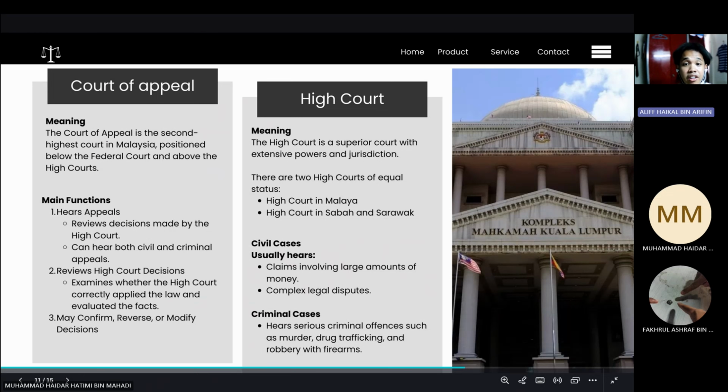Stepping down, we find the Court of Appeal, the second highest court. Serving as a massive legal filter, its primary job is to review civil and criminal decisions made by the High Court to ensure the law was applied correctly. Right below is the High Court, a superior court with extensive powers. It is split into two equal parts: the High Court in Malaya and the High Court in Sabah and Sarawak. The High Court handles the heavyweights: civil claims involving large amounts of money or complex legal disputes, and serious criminal offences such as murder, drug trafficking, and armed robbery.